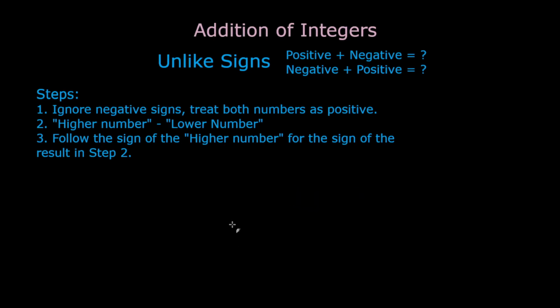Another example, we have negative 11 plus positive 3. So again, ignore the negative signs. And then, higher number minus lower number. Alin dito yung higher number kung hindi natin iisipin yung negative sign? Syempre si 11. And then, minus lower number, which is 3. 11 minus 3 is just equal to 8.